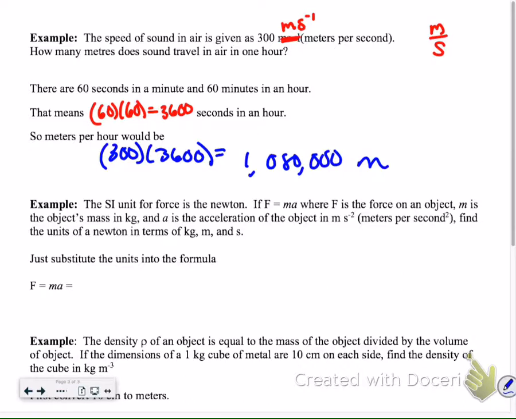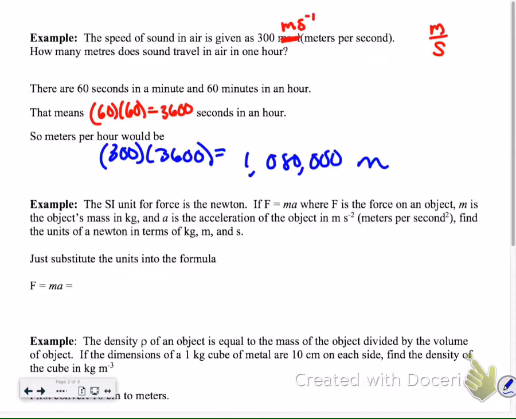Okay. All right. Next, the SI unit for force is the Newton. If force is equal to mass times acceleration, where F is the force on an object, m is the object's mass in kilograms, and a is the acceleration of the object in meters per second squared, find the units of a Newton in terms of kilograms, meters, and seconds.